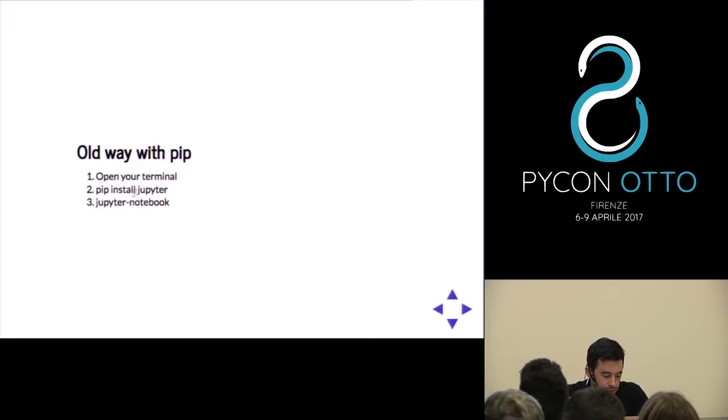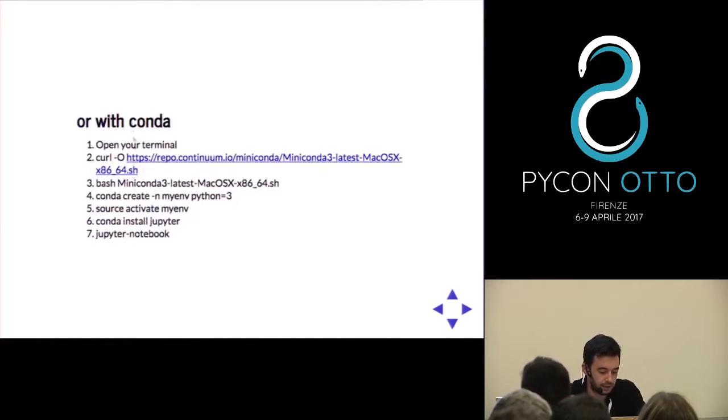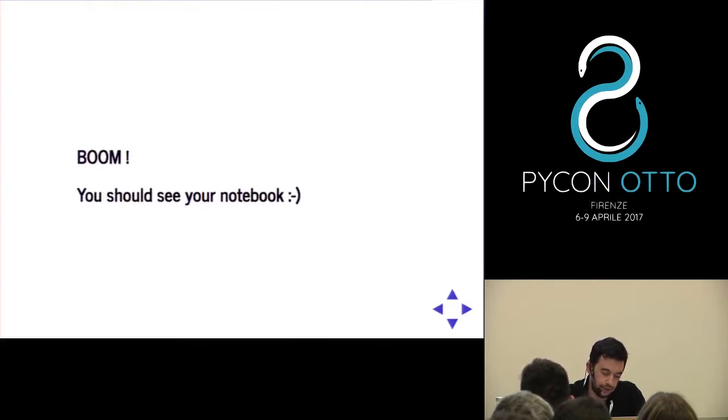If you like the old way, you can just pip install Jupyter. That's all. And then you need to run the Jupyter notebook. From the last version, for a security reason, there's a secure code that you need to copy and pass inside your browser. Or if you want to use Conda, you need to install Miniconda or Anaconda before. And then you can create your environment, and then you can install Jupyter inside. So if you did this, you should see your notebook.